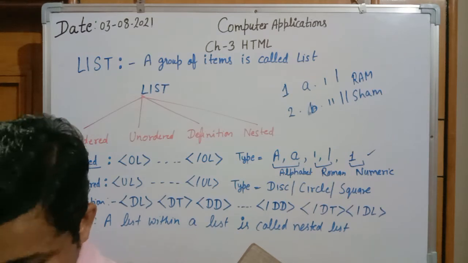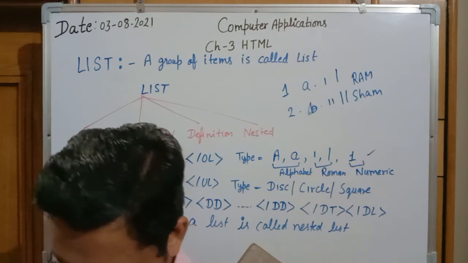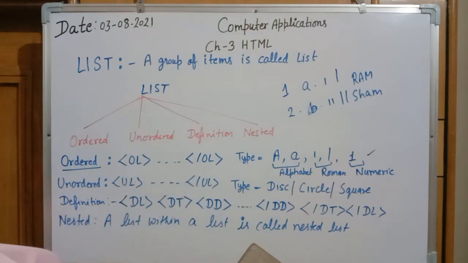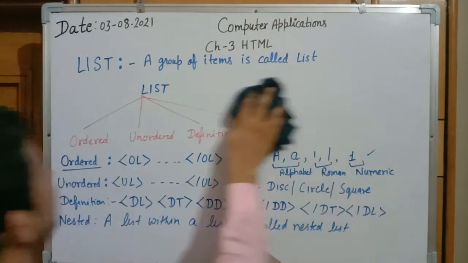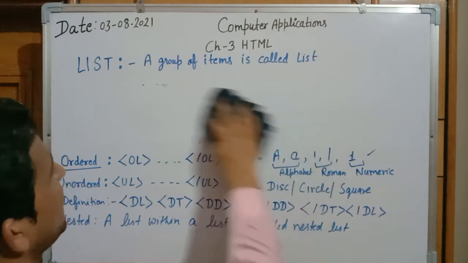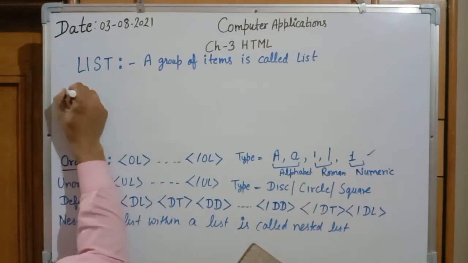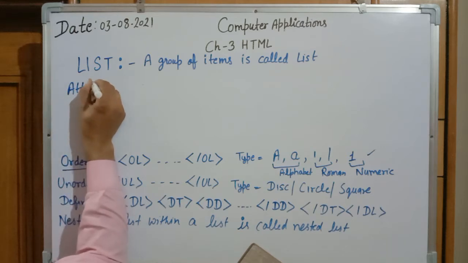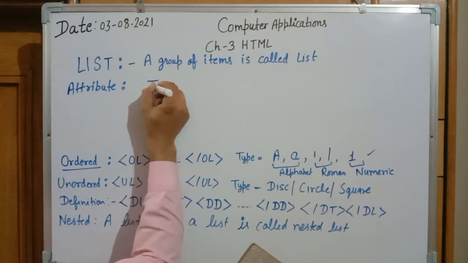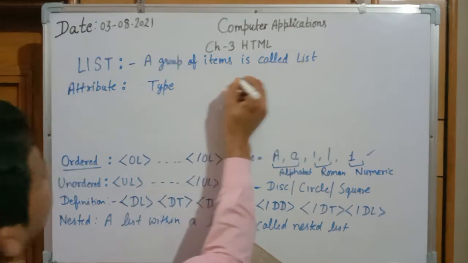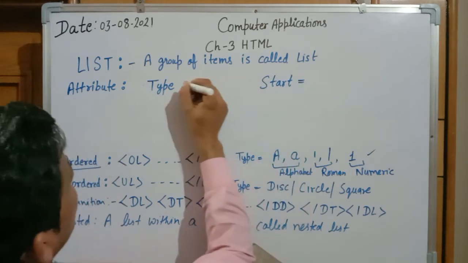So as per your book, if you see the program in your book, that is on page number 106. An ordered list contains two types of attributes. One attribute is start and one is type. Which attributes are there? The attributes are type and start. What value will be given in start and type?